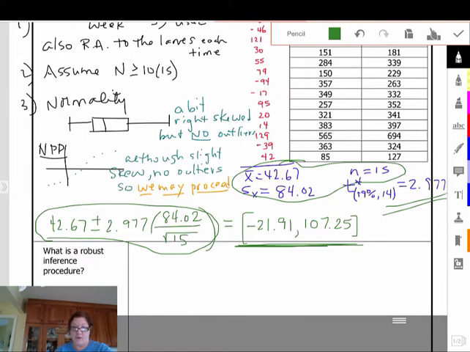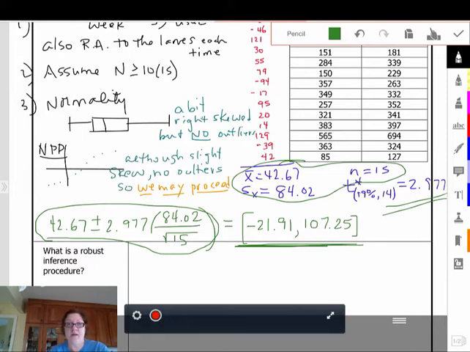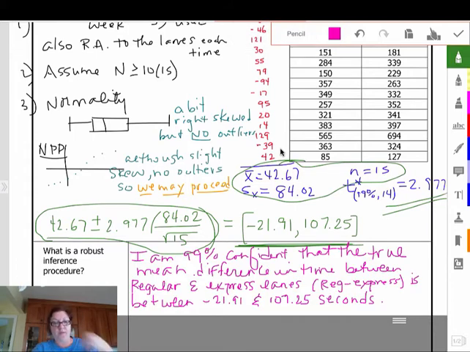Okay, so then the interpretation piece, remember I have to interpret the interval, would of course look something like this. I could say the option B, which is 99% of all samples will capture the true mean difference in time between regular and express lanes to be between negative 21.91 and 107.25 seconds.